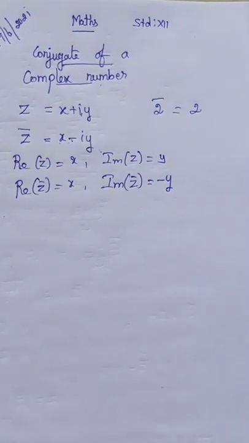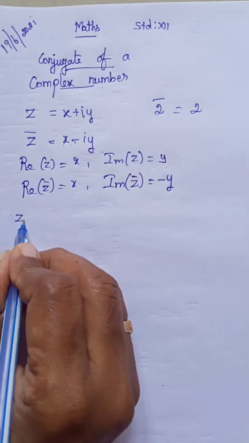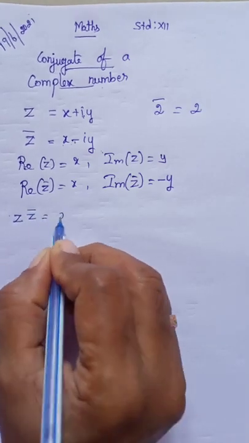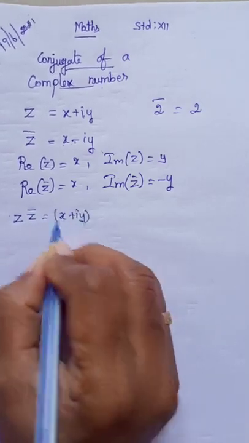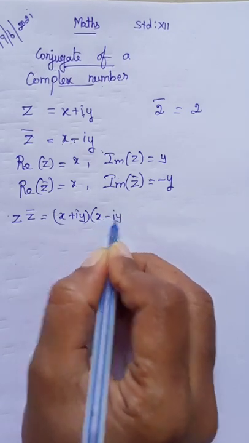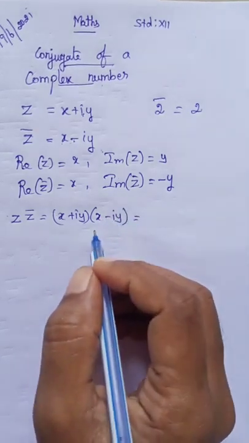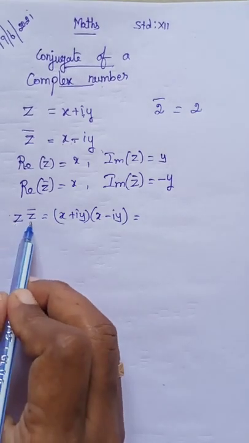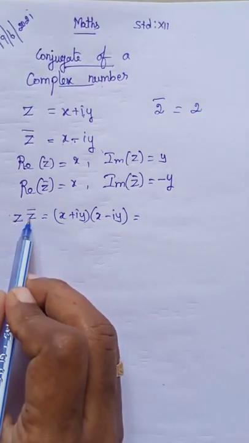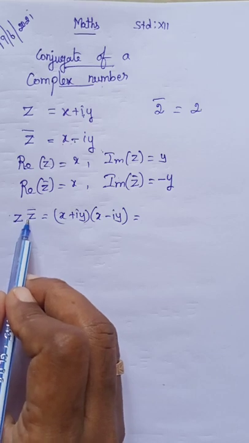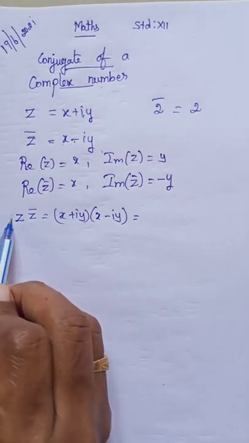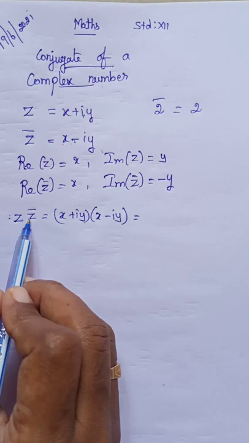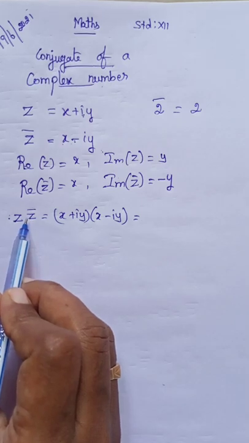Is that clear? And moreover, we have learned z into z bar, that is x plus iy into x minus iy. That also we learned. The product of a complex number and its conjugate is always a real number. Again, we are not going to get a complex number.